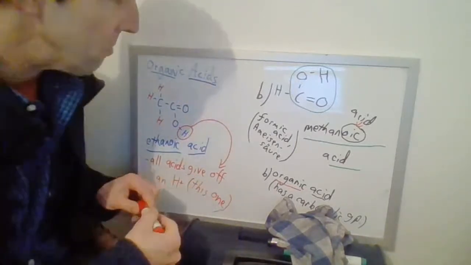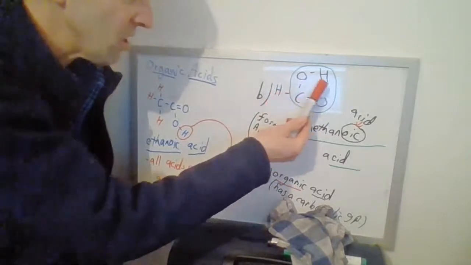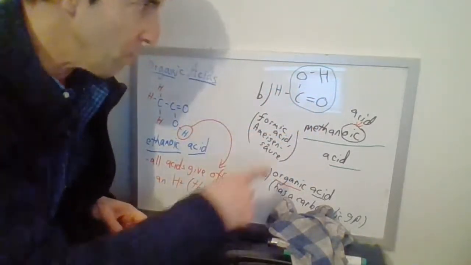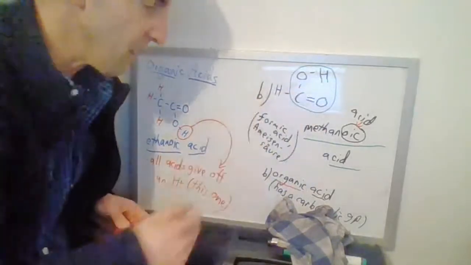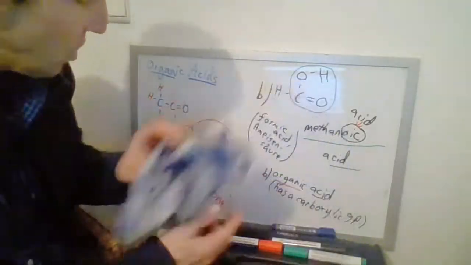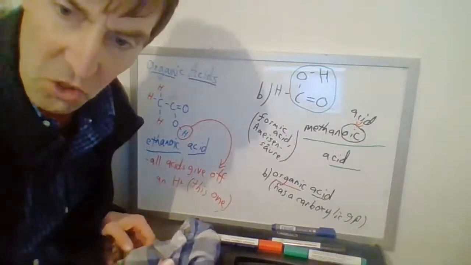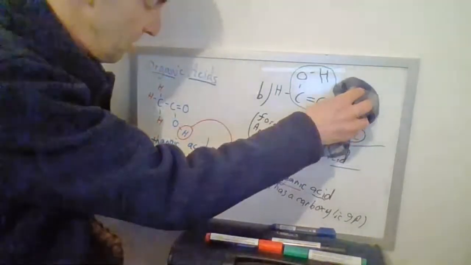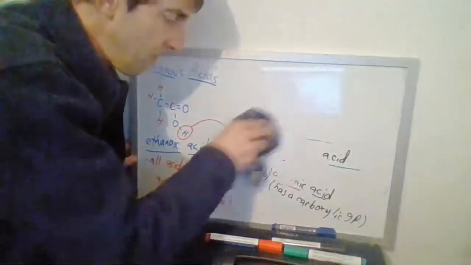Look at my other one. Is it this one? No, it's this one, right? It's the one that's part of the carboxylic group. That H comes off, not another one. Any other questions? Hydrogen ion, exactly. Right. Okay, so I'm going to leave that and I'll erase this one.